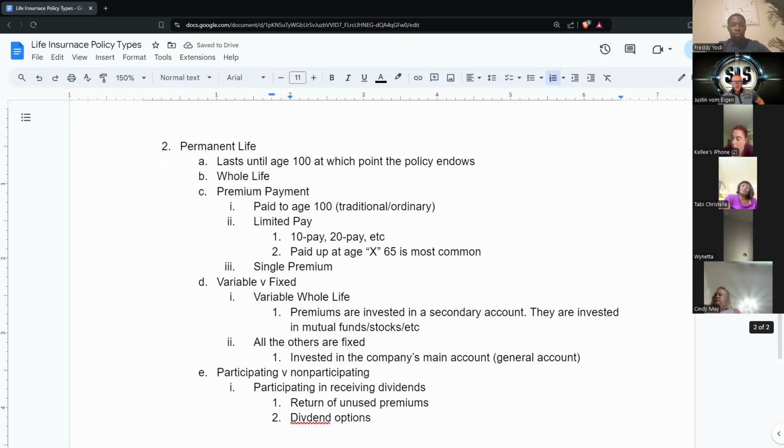So in a participating policy, it's done through a mutual company. A mutual insurance company is a company that's owned by the policyholders. So when you pay your premiums, essentially you are paying in to help provide a piece of funding for that company's growth. Make sense? So you are a part owner of the company as a holder of a policy with a mutual company.